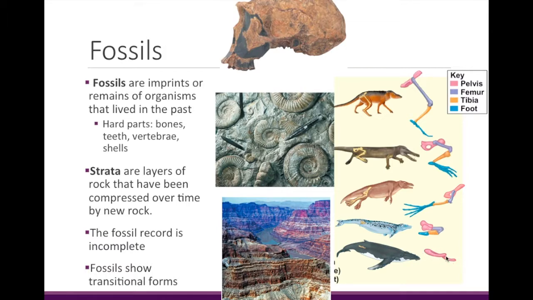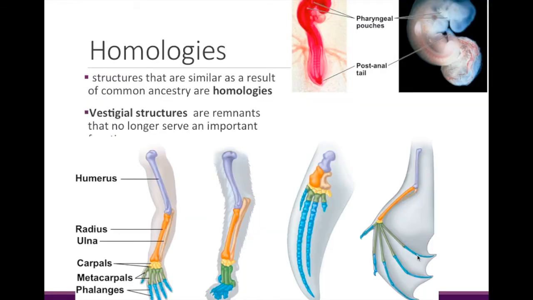So the ancestors that the modern day whales are derived from are now extinct. So we wouldn't be able to see this trend of changes in hip and leg bones over time without the presence of fossils.